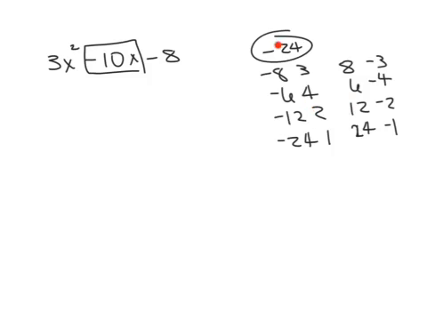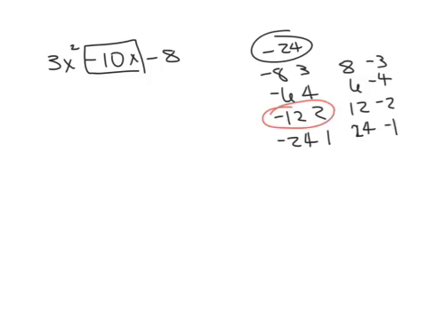One of these sets of numbers is going to work. They all multiply to give me negative 24, but now I need to find one that added gives me negative 10. Which of these, when I add them, give me a negative 10? Negative 12 and 2. Negative 12 plus 2 is negative 10, so I'm going to pick that one. The others give me negative 5, negative 2, negative 23, 5, 2, 10, and 23. So this is the only one that gives me a negative 10.